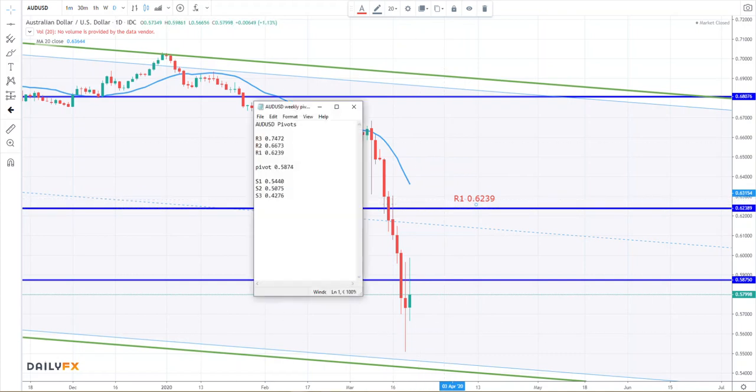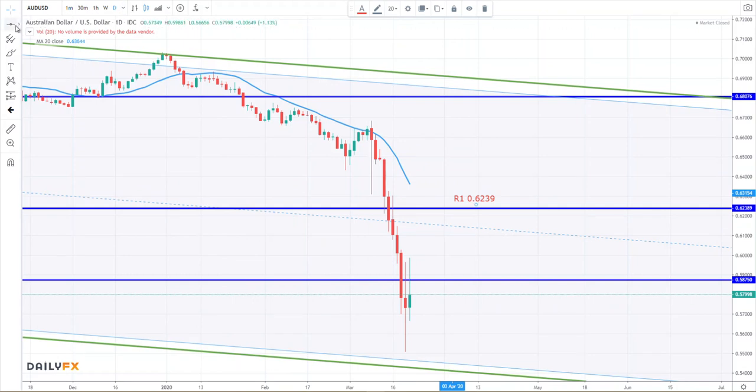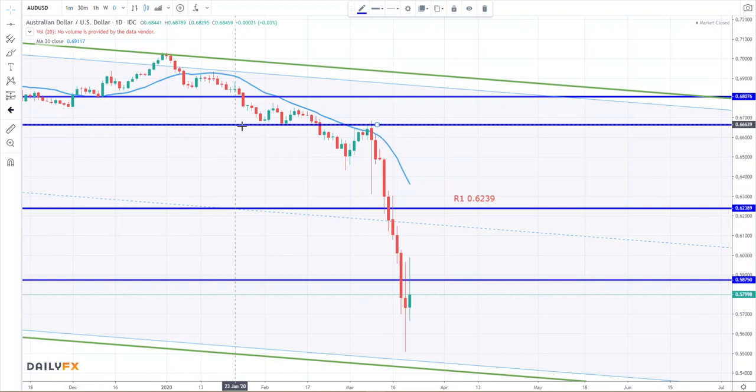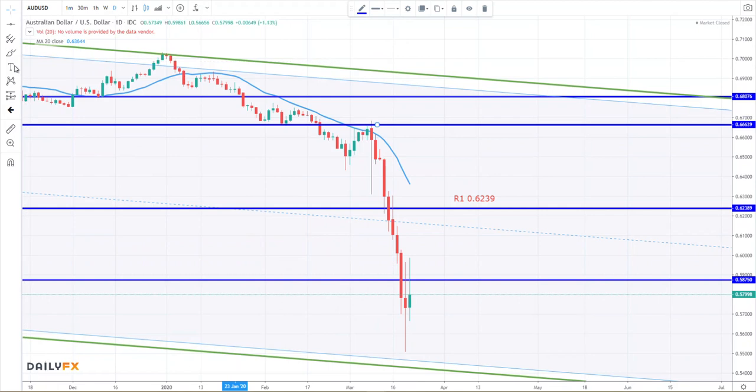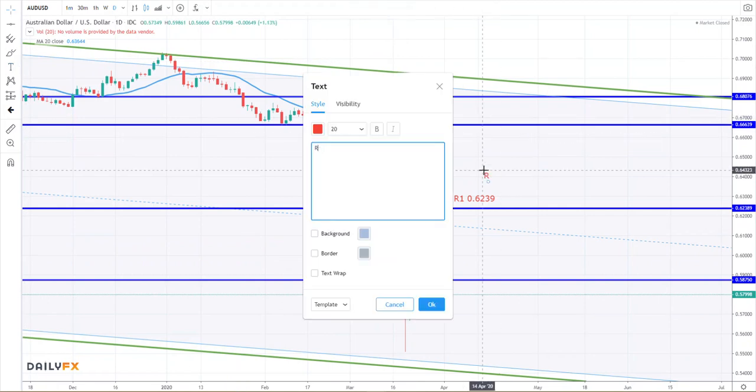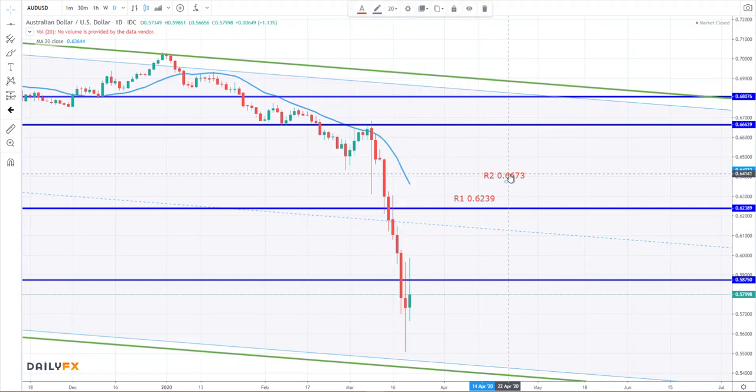Let's go ahead and look at R2, 66.73. So here we go. That's our next resistance, and we see that was resistance before, back when this short-term downtrend started. Price tried to make a quick rally here and was rejected. Boom, and the sell-off ensued. So R2 66.73. Okay, put that up here.